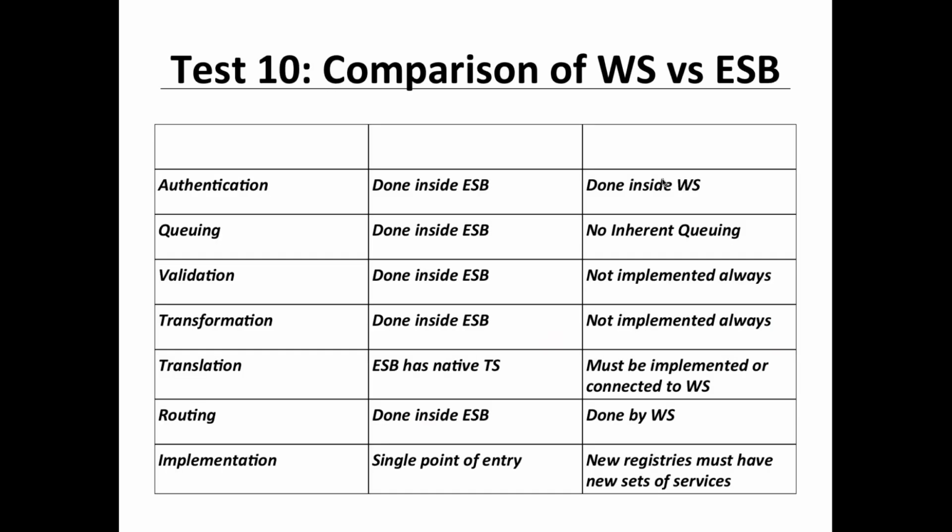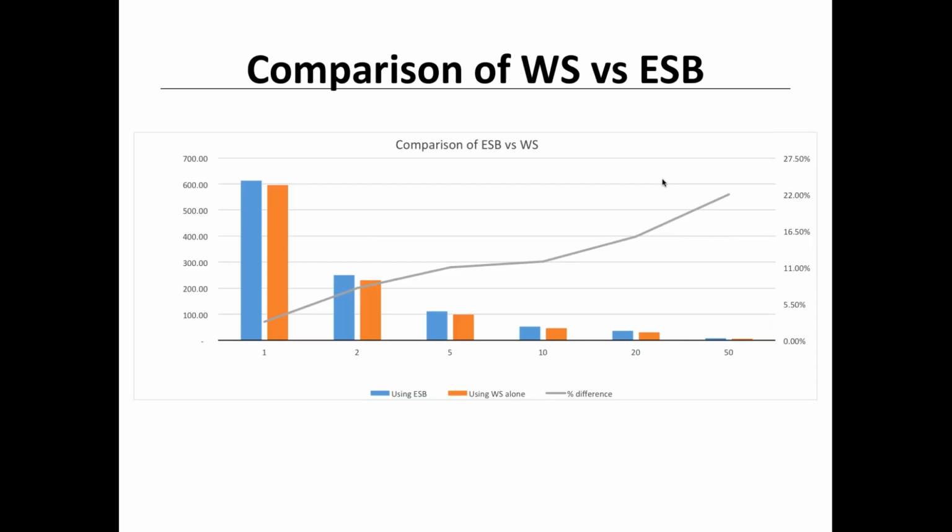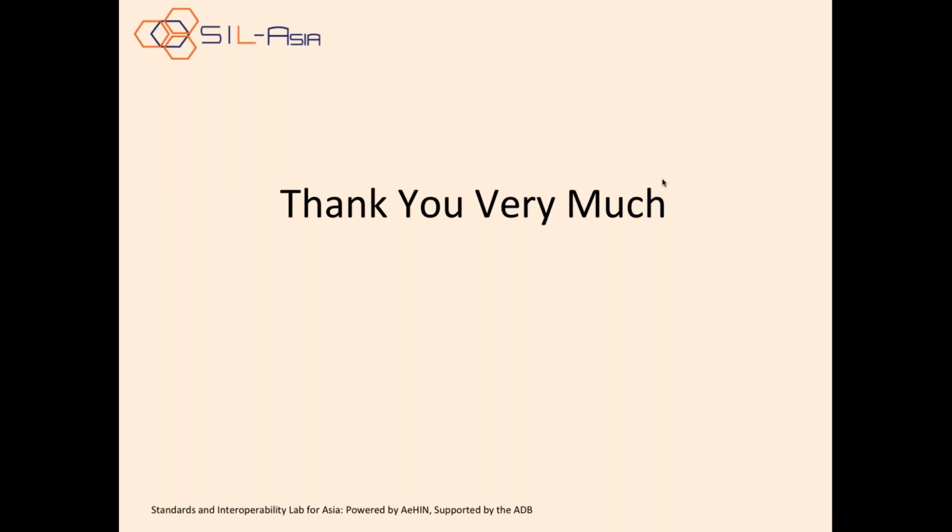So the 5% overhead that we got if we use the ESB is actually being justified by the benefits that we will obtain when we use it. So basically, that's it.